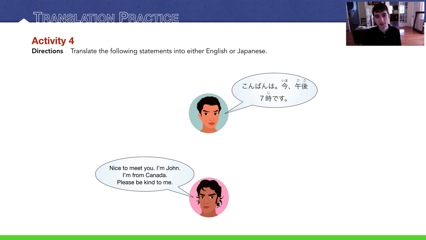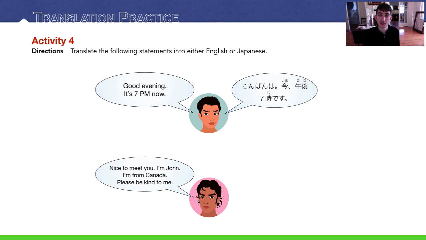Translate the following statements into either Japanese or English. The first one up here is the guy is saying in Japanese, konbanwa. Ima, gogo shichiji desu. And you should remember the times. I threw in time in here just to keep it fresh in your mind. And in English, this is good evening. It's 7 p.m. now. Gogo p.m. Shichiji 7 o'clock.